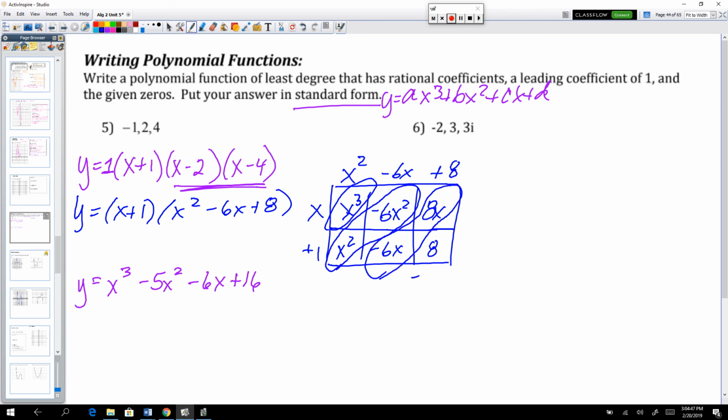And at this point we just group our terms together, combine like terms. And if you'll notice, that's what we get over here. 1x cubed minus 5x squared. Oh, I must have done my math wrong. See, this is why you do the box method. Negative 6x and 8x should have been positive 2x. And then we had 8. So let me go back and double check this here. X cubed minus 6x squared plus 8x plus x squared minus 6x plus 8. That's where we went wrong.